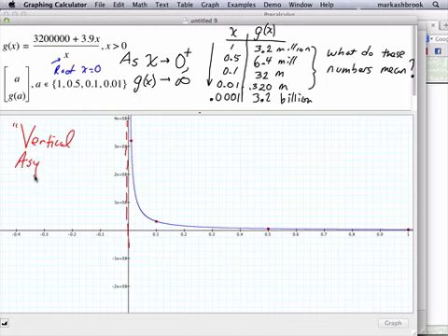Then, if you had, say, a function with a different root, like say the root was 1, we're going to do that next. So this vertical asymptote occurs where you have a root in the denominator.